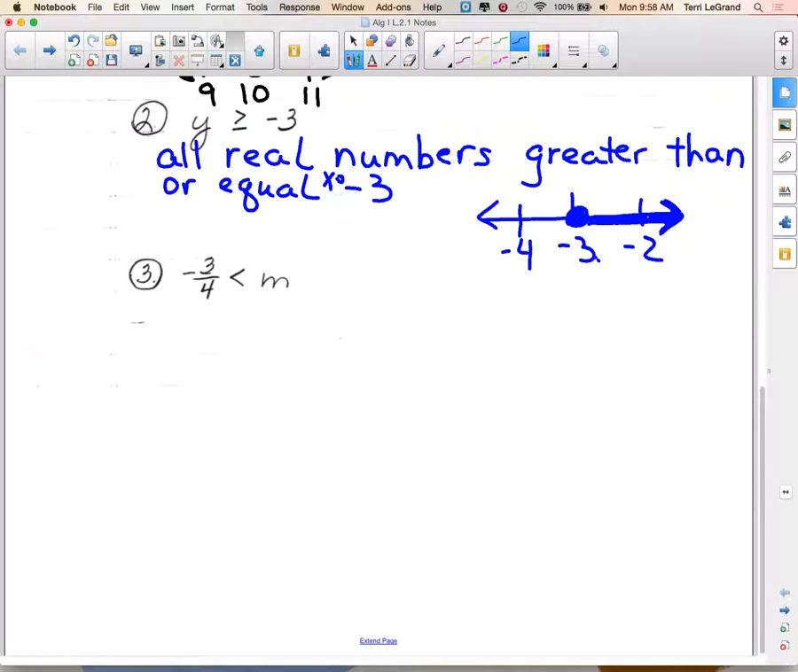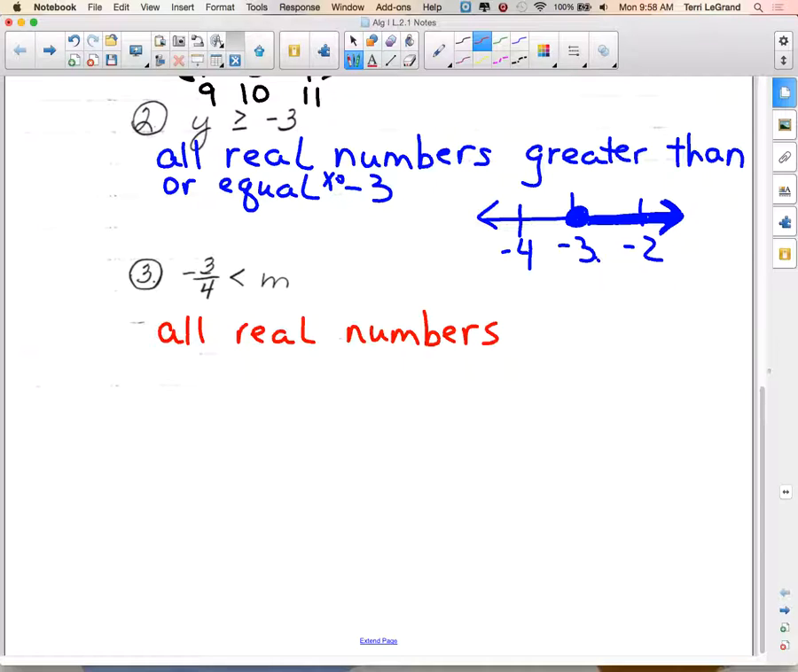Okay, and our last one that we'll practice here together. This one says -3/4 is less than M. So that means M can be all real numbers. We want to start out by saying all real numbers. So in other words, M is representing all real numbers.